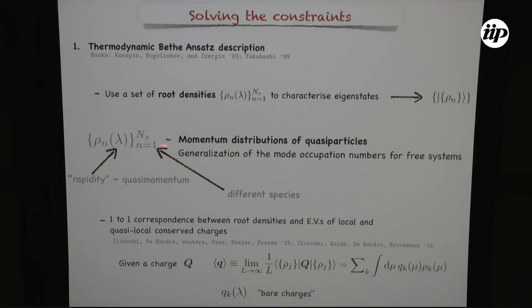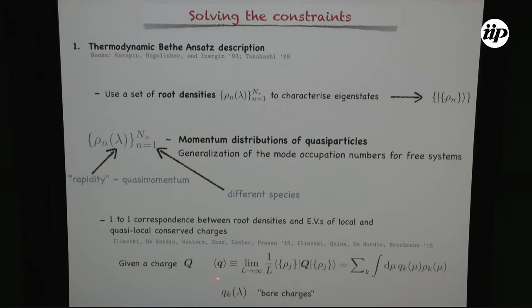Here instead, you will have those non-trivial particles, and in general many families of them. I will label the different species or families of these quasi-particles with this index n, and in general there will be infinitely many of them. And these root densities are basically momentum distributions, or more precisely, rapidity distributions for those quasi-particles. The important thing is that there is a one-to-one correspondence between these root densities and the expectation values of local and quasi-local conserved charges. This has been found by N.A., Jacopo, and many other people.